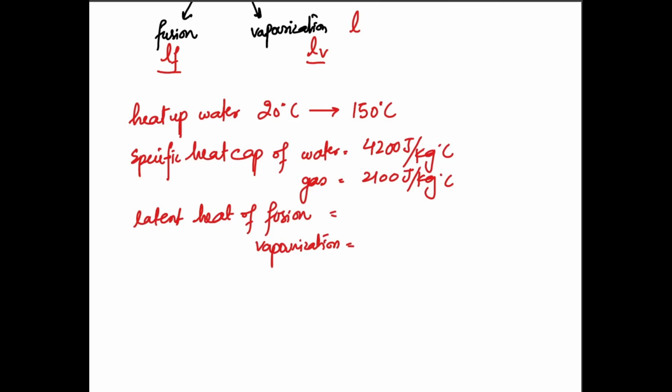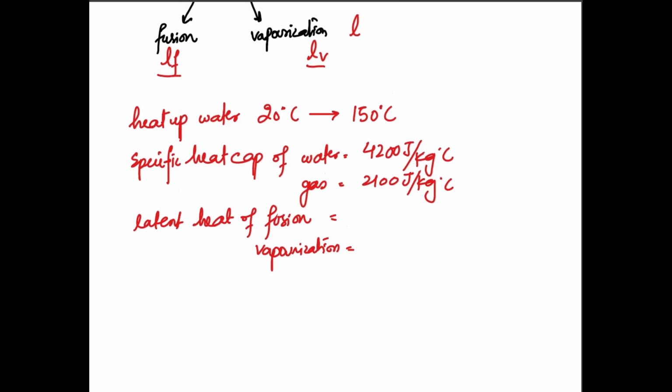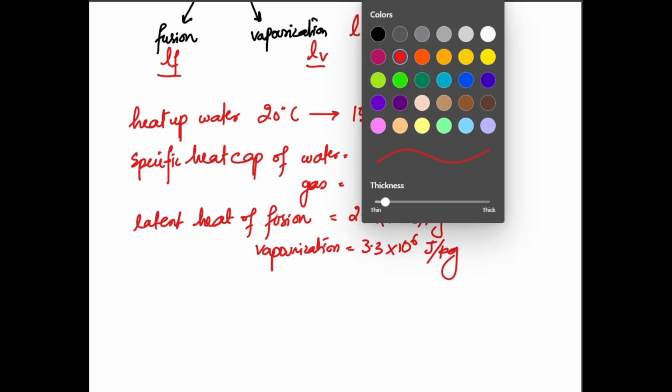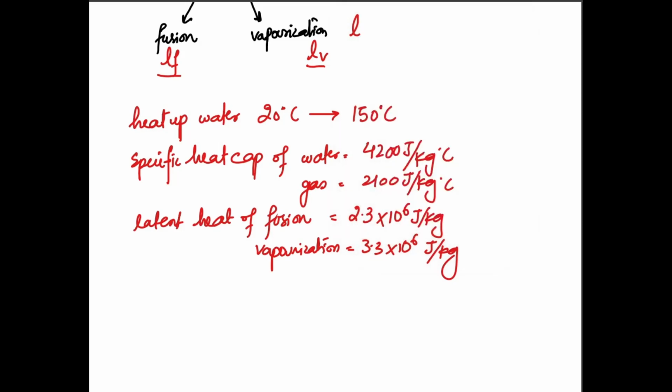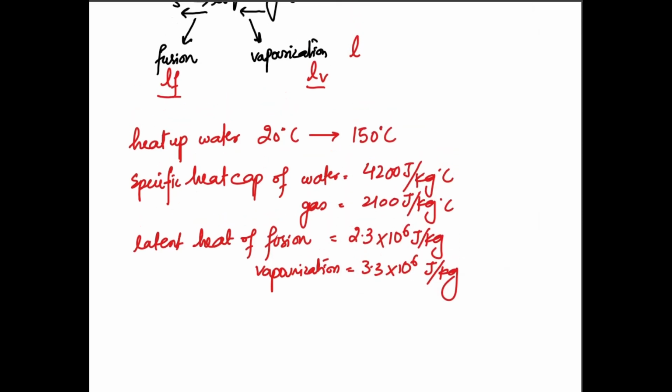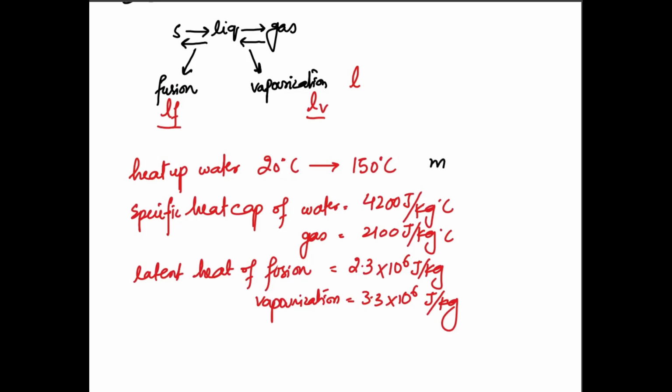Fusion is for solid to liquid when it actually melts. Vaporization is when it boils from liquid to gas. So let's say this value is 2.3 into 10 raised to power 6 joules per kg, and this is 3.3 into 10 raised to power 6 joules per kg. He may give you all the values to confuse you, but you have to be intelligent about this. So let's say that the mass of the system is given to us as 2 kg.